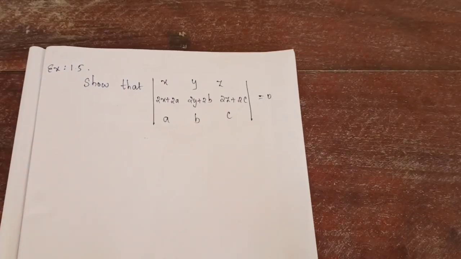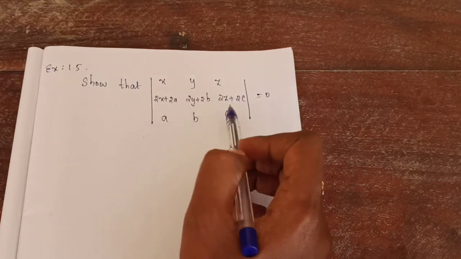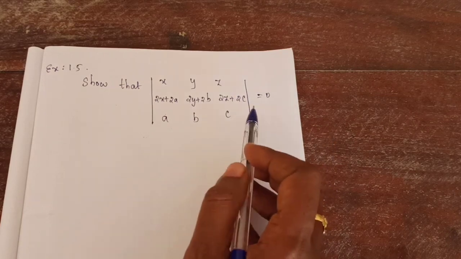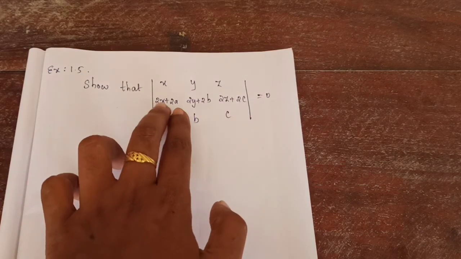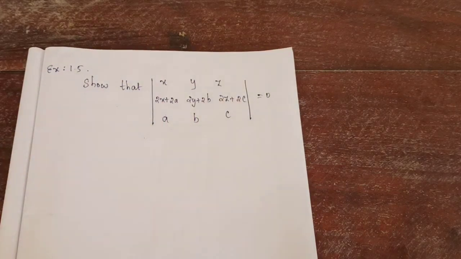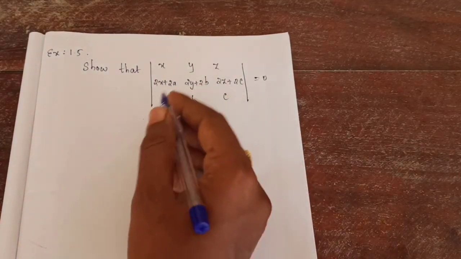Example 1.5: show that the determinant with rows x, y, z; 2x plus 2a, 2y plus 2b, 2z plus 2c; a, b, c is equal to 0. You need to prove this. Now we are going to use the property that I explained as property number 6. What is the 6th property? You refer to it in your book. If each element in a row of a determinant is expressed as a sum of 2 or more terms, then the determinant can be expressed as the sum of 2 or more determinants. I explained, is it right? So we are going to split this into 2.